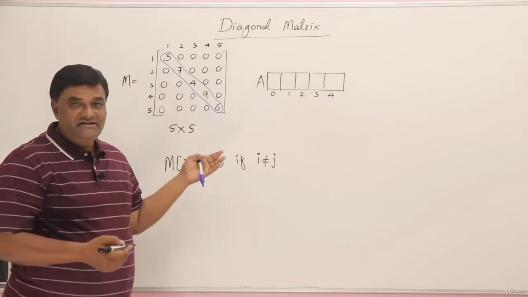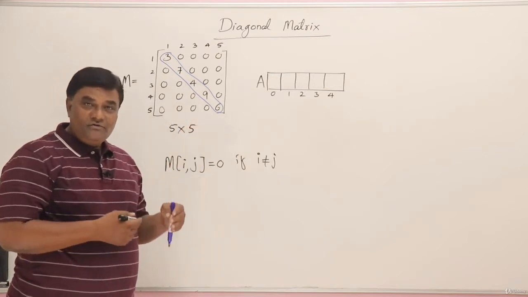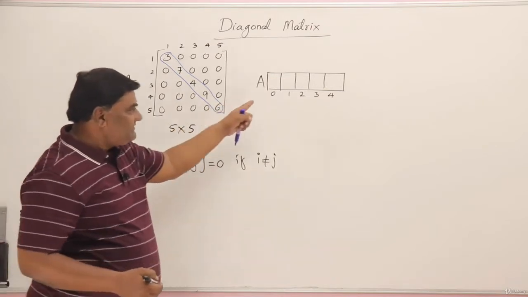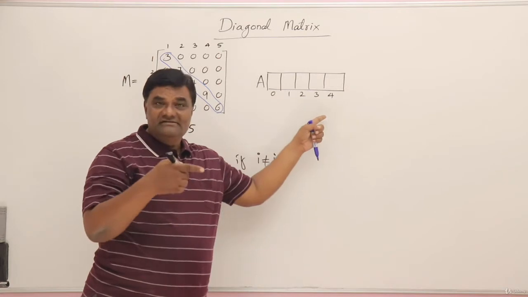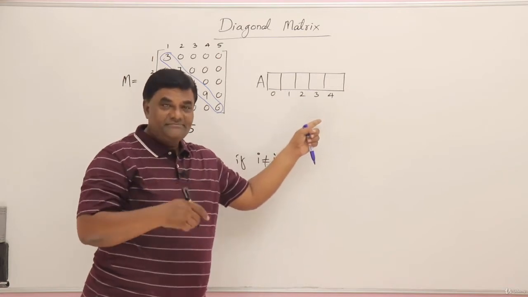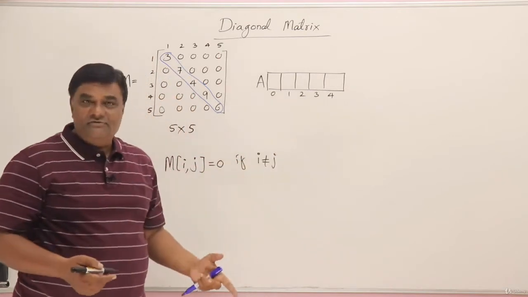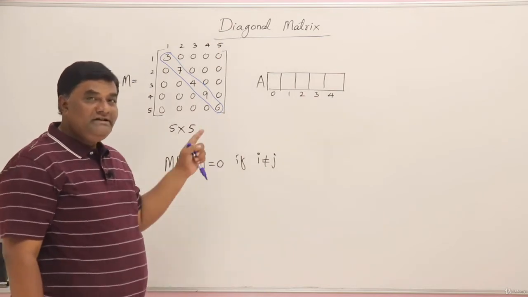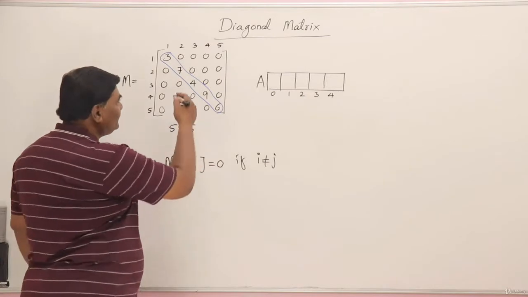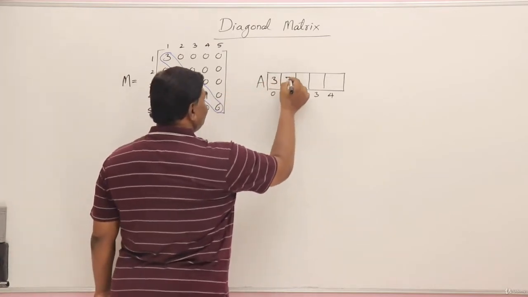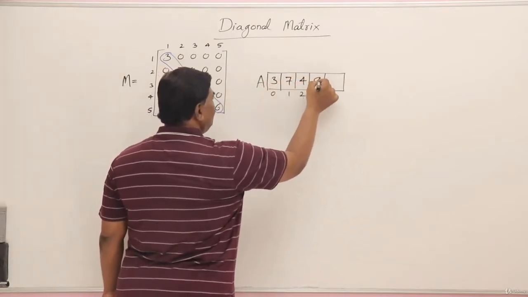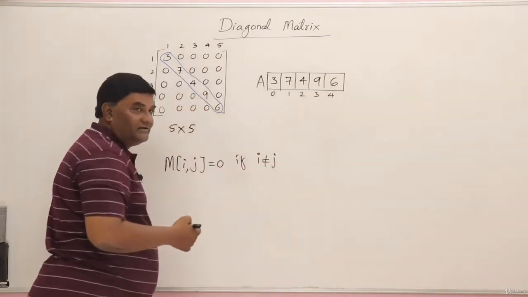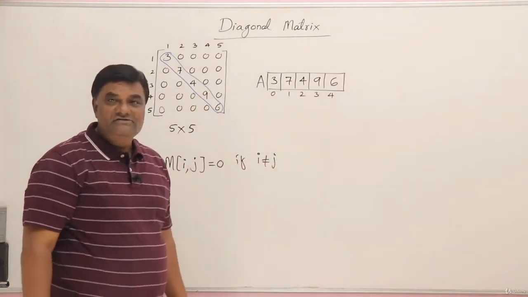So if you want, you can change the indices from 0 also. Then this array, in C programming or C++ programming, the array starts from 0. So I have taken an array from 0. Now I want to store only non-zero elements. So let us store those elements: 3, 7, 4, 9 and 6. So I have stored only non-zero elements.